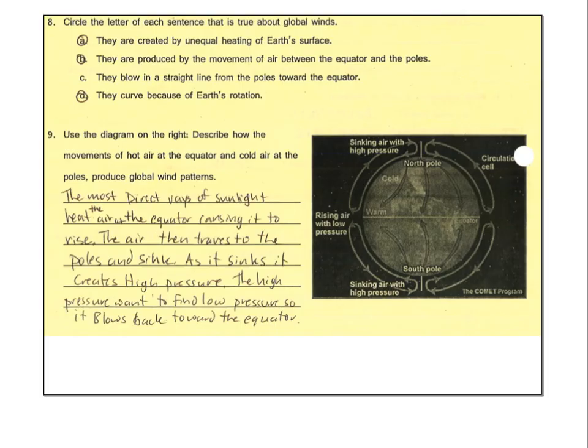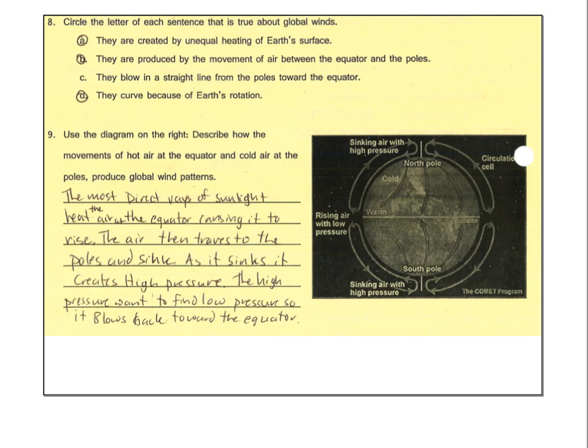If we take a look at our reading guide, it says circle the letter of each sentence that's true about these global winds. A: these global winds are still caused by unequal heating of the Earth's surface. We get the most heat near the equator, so we get this warmer air, and we have cooler air towards the poles. B: they are also produced by the movement of air between the equator and the poles, yes. C is not true. They do not blow in a straight line.